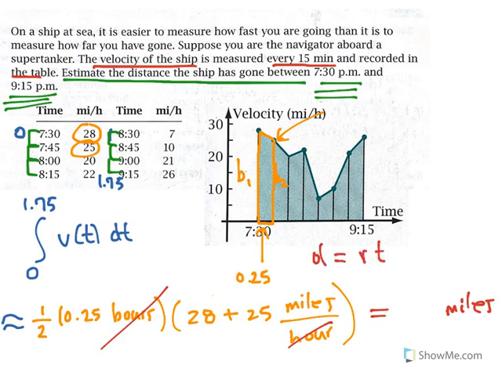Because distance is equal to rate times time, and we have rate here and we have time here, and when you find the product, you're finding the distance traveled by the supertanker. So you're going to do that for how many trapezoids? 1, 2, 3, 4, 5, 6, 7 trapezoids. But you can of course use the trapezoidal rule because our trapezoids all have the same heights of 0.25 hours.